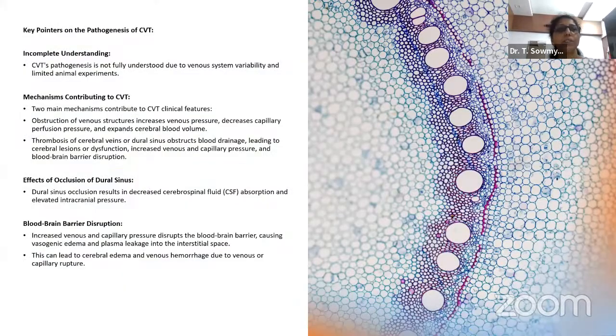Coming to the pathogenesis of cortical vein thrombosis, there are two mechanisms. One is thrombosis of the cerebral veins and dural sinuses, which obstructs blood drainage of the brain tissue, and I'll explain the mechanism subsequently. There will be vasogenic and cytotoxic edema. That is one of the mechanisms. The second is occlusion of the dural sinuses, which decreases CSF absorption, in turn raising the intracranial pressure.